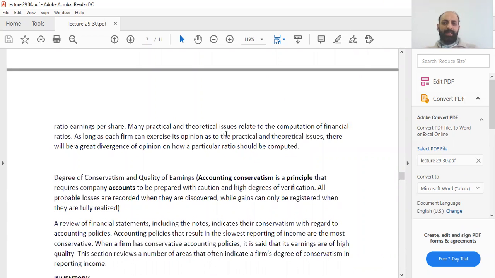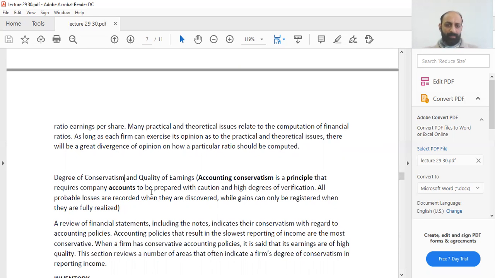Many practical and theoretical issues relate to the computation of financial ratios. As long as each firm can exercise its opinion as to the practical and theoretical issues, there will be a great divergence of opinion on how a particular ratio should be computed. So it means that when it comes to ratios, we need to have a universal agreement as to how the ratios should be calculated and what sort of elements should be used from the financial report to calculate those ratios.